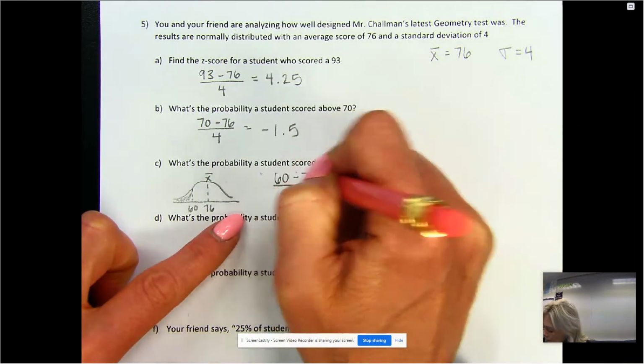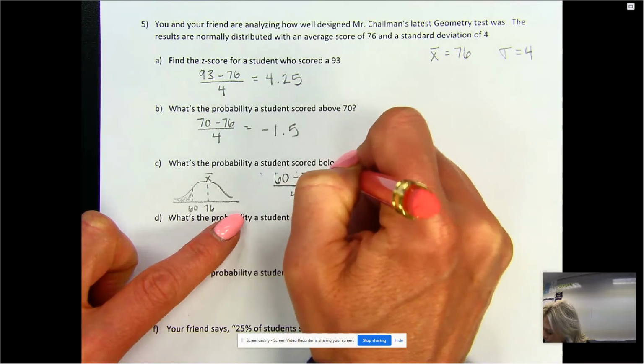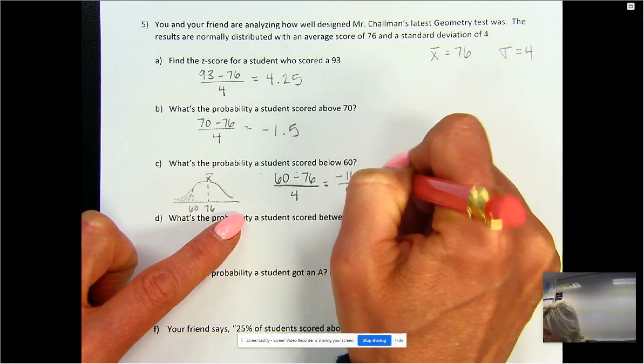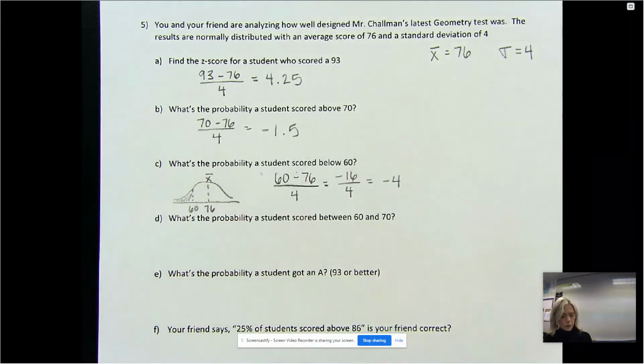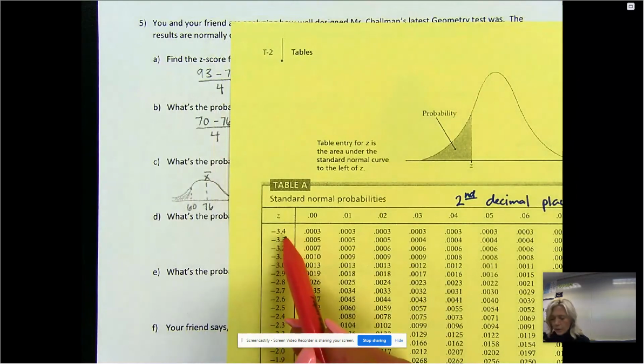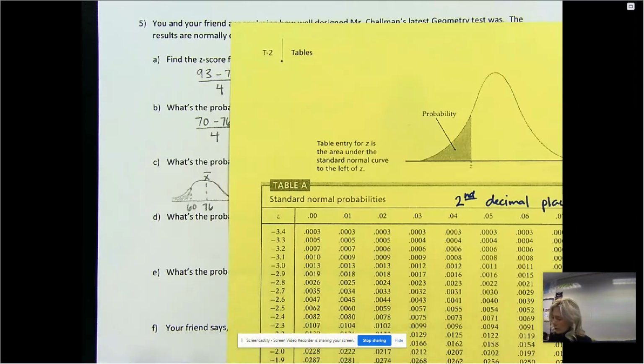Okay, 60 minus 76 is negative 16. That divided by 4 is negative 4. Oh, darn it. Okay, so unfortunately, these can't be answered on our table because our table only goes to negative 3.4 standard deviation.